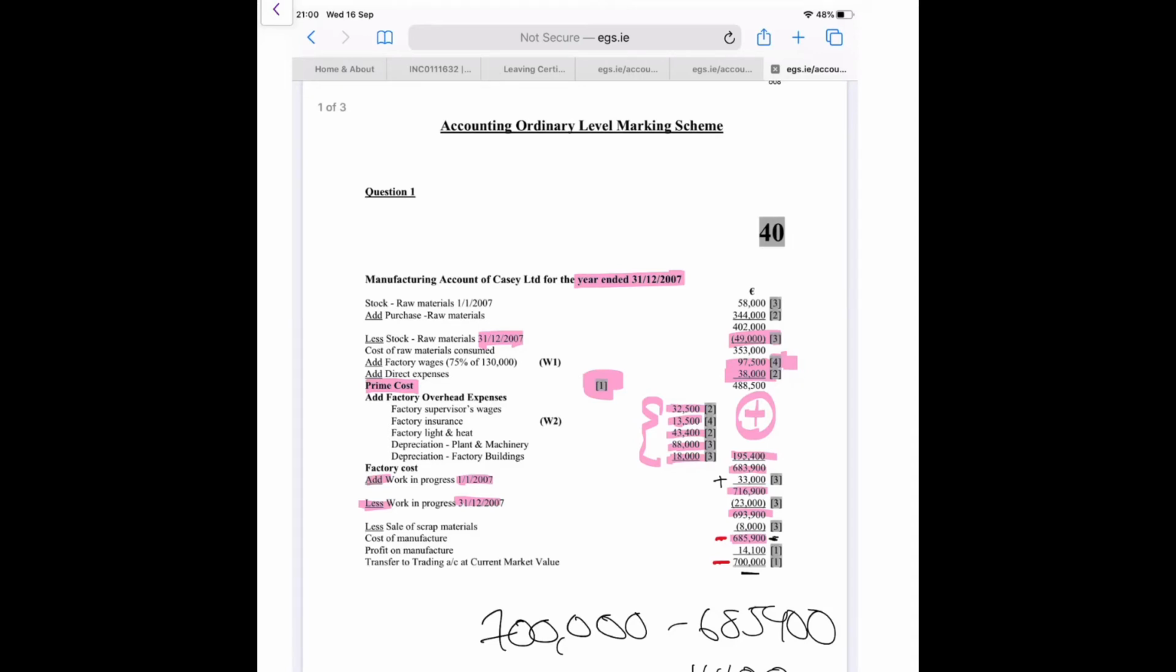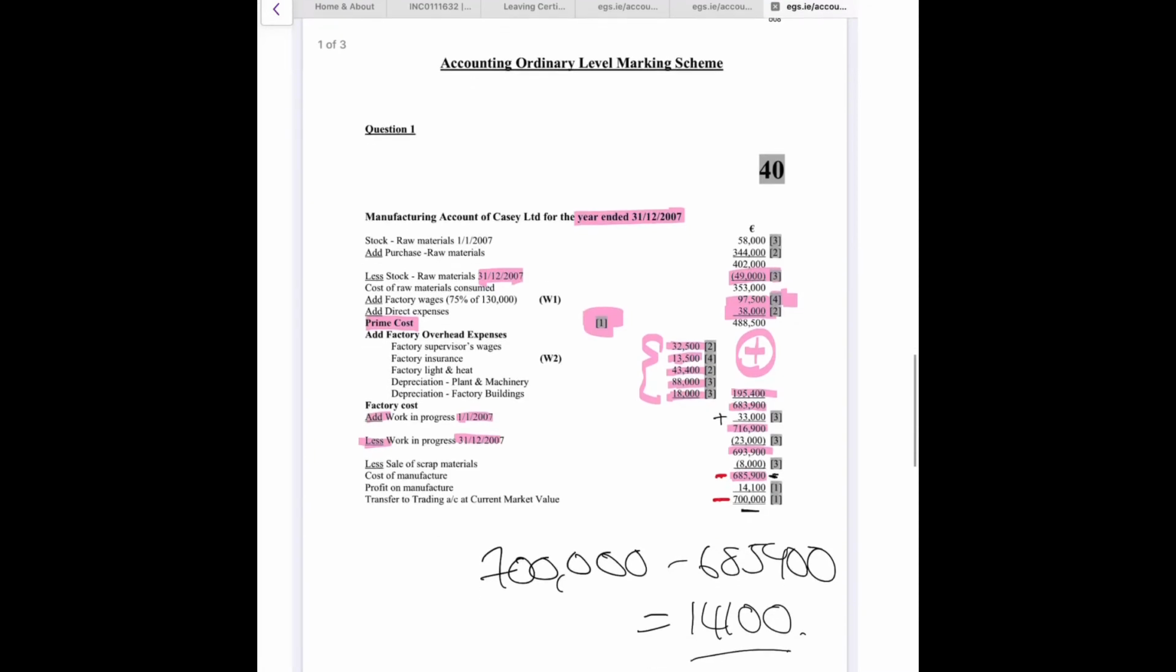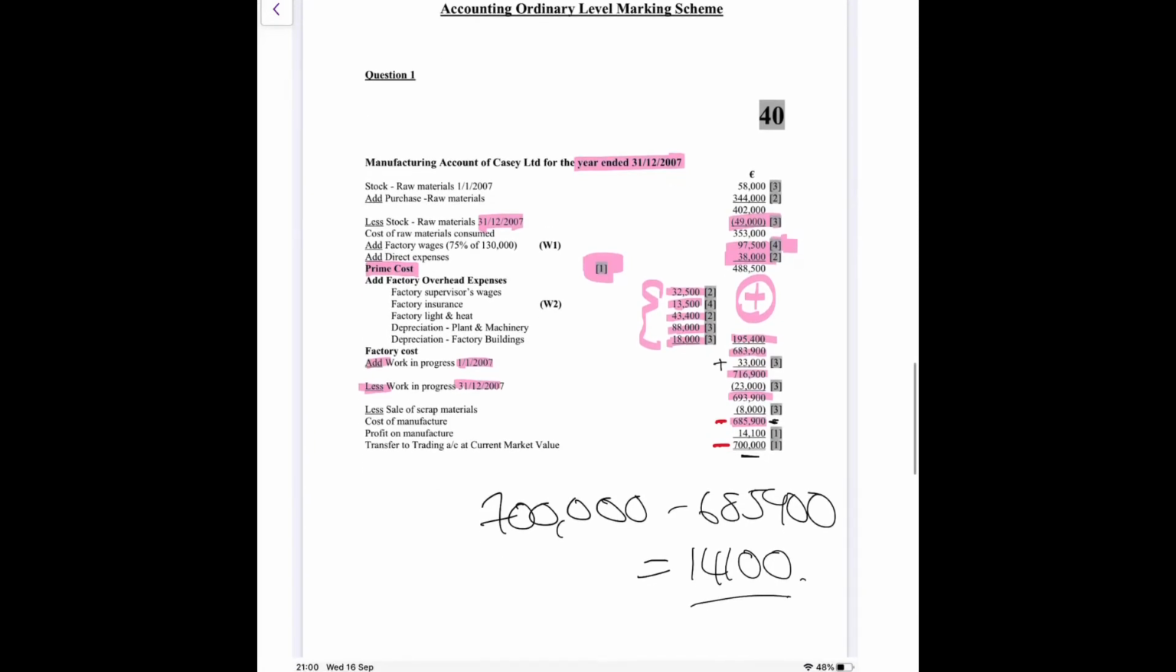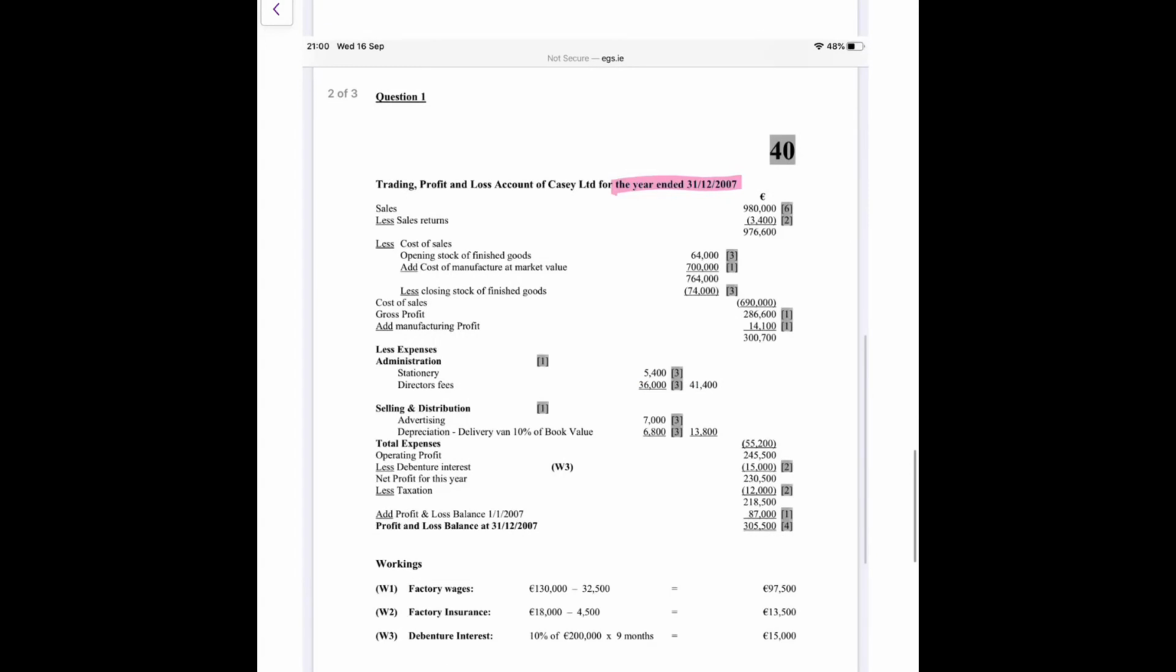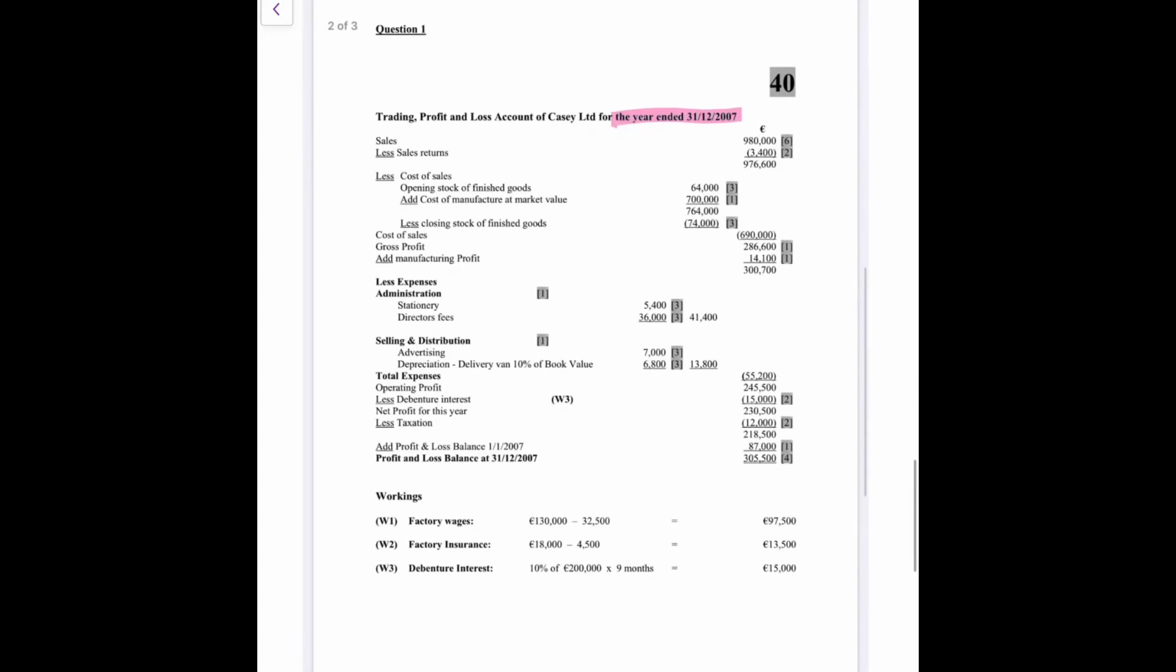So just to recap, you put your cost of manufacture in, skip a line, put in your current market value and work backwards to calculate your profit, okay? There will never really be a loss, but if there is, you just mark it as a loss on manufacture, okay? Then you're going on your second account, so 2 out of 3, it's your trading profit and loss account.